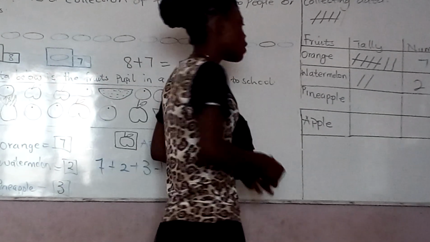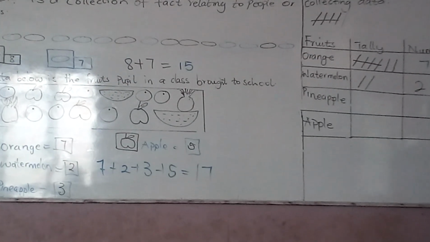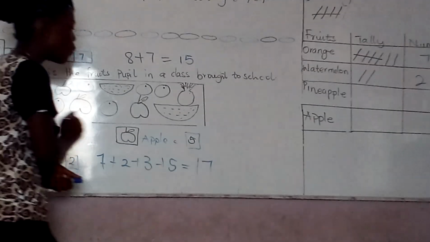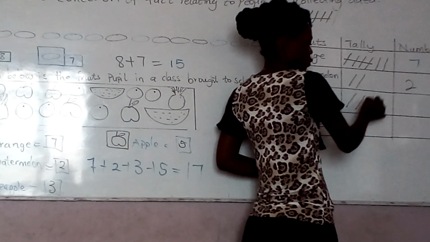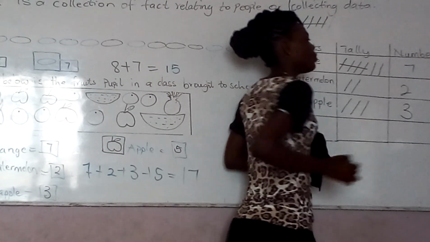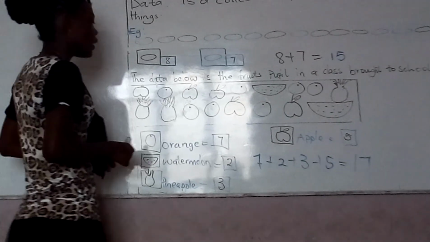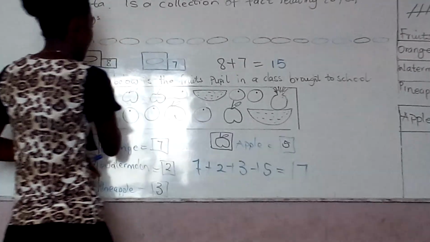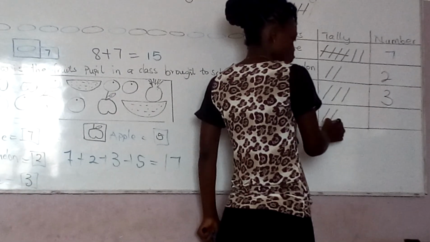We go to the next fruit. The next fruit is what? Pineapple. We come back to our data, and then we count the number of pineapples here. So we have what? 1, 2, 3. We draw our strokes. 3 pineapples, and the number is what? 3. Let's go to the last fruit, that is apple. And we count 1, 2, 3, 4, 5. So we have 5 apples.